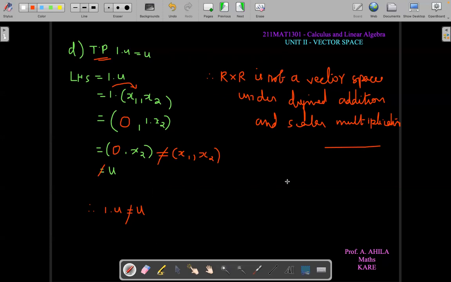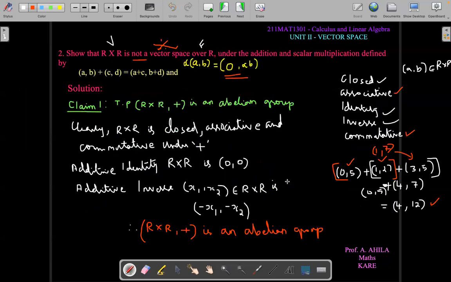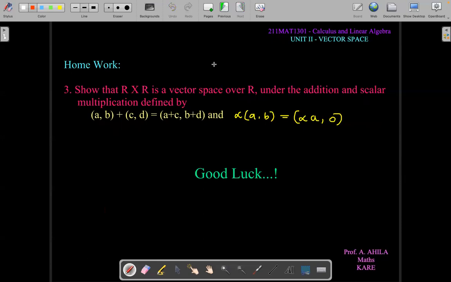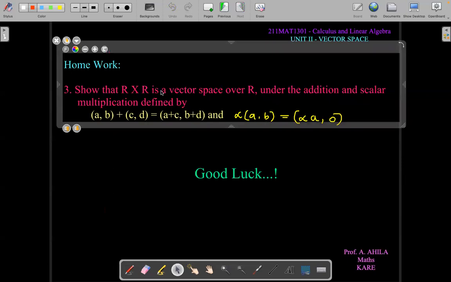So in this problem, with a minor change in the scalar multiplication definition, we get the same R cross R is not a vector space over the same field. Okay. So now consider this problem as a homework and do the problem in your classwork note. Now see, here also the same definition. We need to show that this is not a vector space.